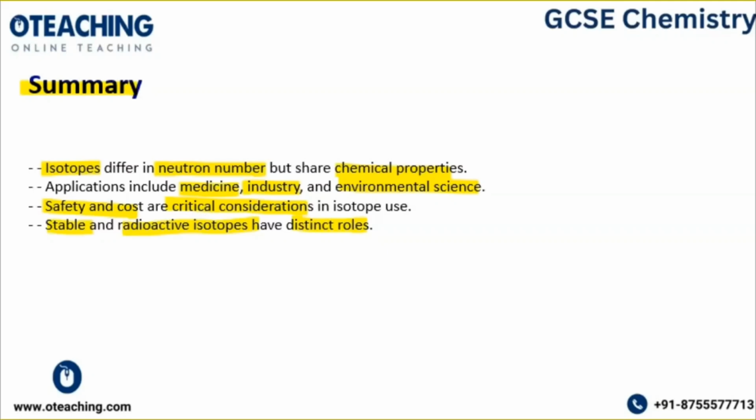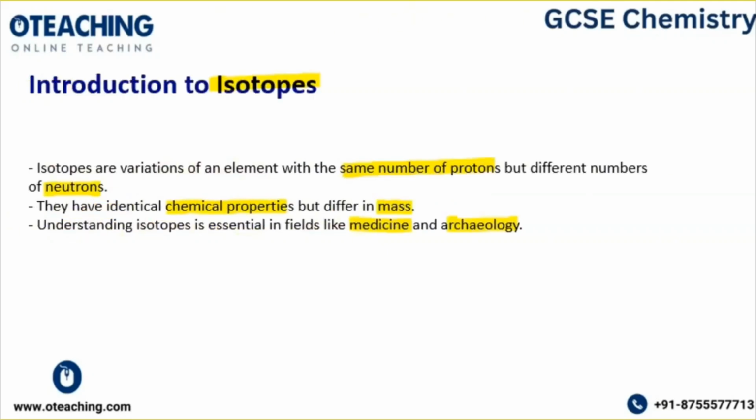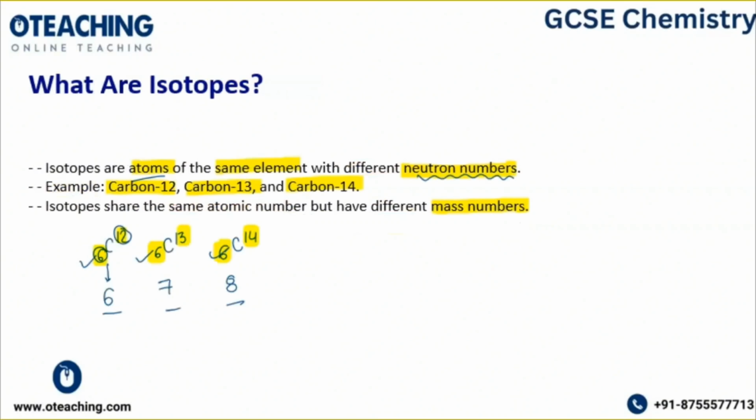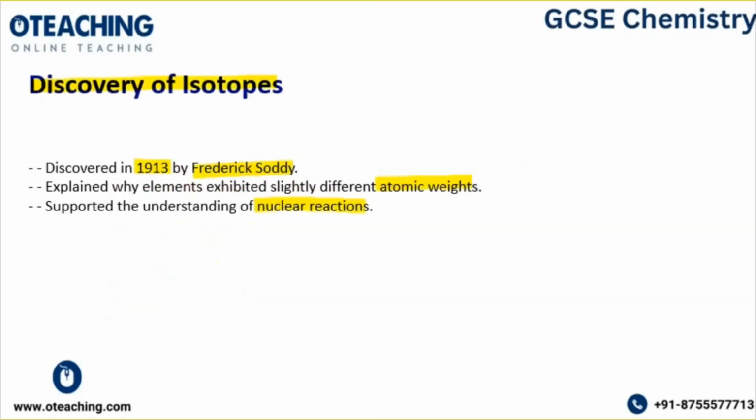So what all did we study in this lecture? First, we studied about isotopes. What are isotopes? Atoms which have the same number of protons but different number of neutrons and mass. Then we saw an example: carbon 12, carbon 13 and carbon 14. Next, we studied about the discovery of isotopes. They were discovered in 1913 by Frederick Soddy.